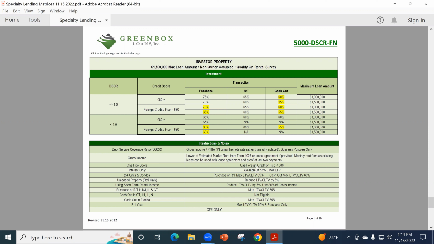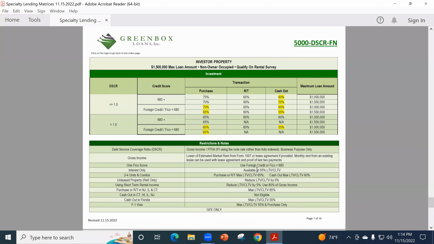And what's the LTV again? 75 being the max, there's a 10% reduction, and 65 is the max if it's not debt servicing 1-to-1. So we have those options as well. If it's a purchase, we're going straight off the 1007 rental survey. If it's a refinance and there is a tenant in there, we'll go off the lower of the two, either the lease agreement or the 1007.